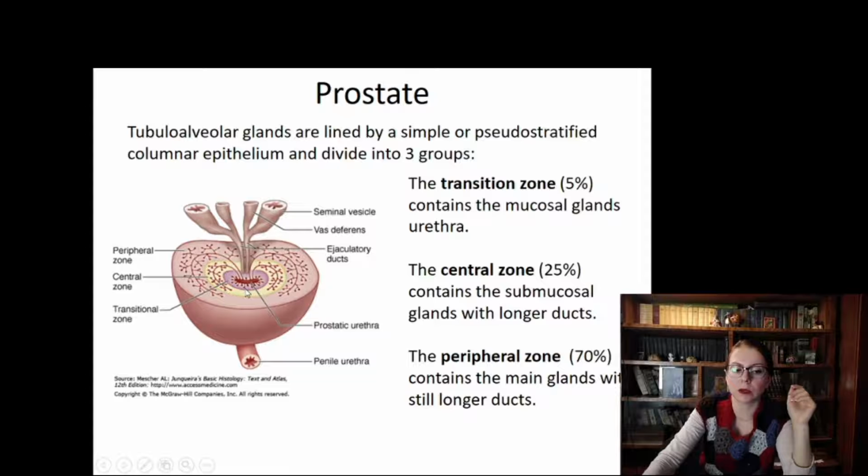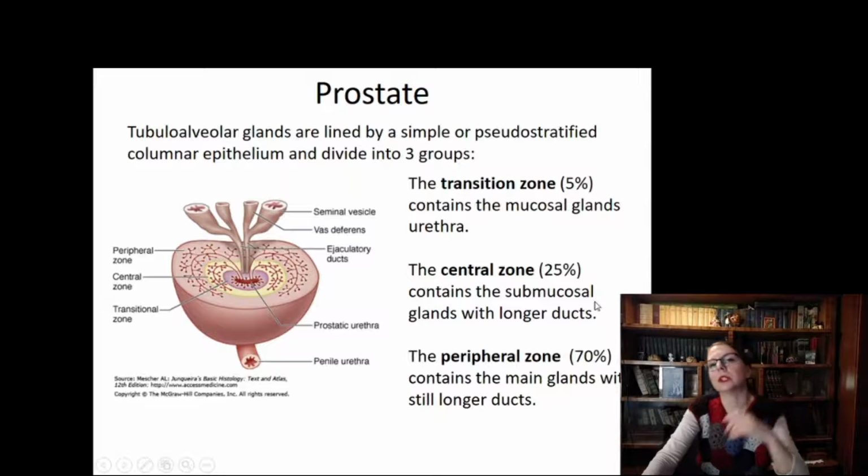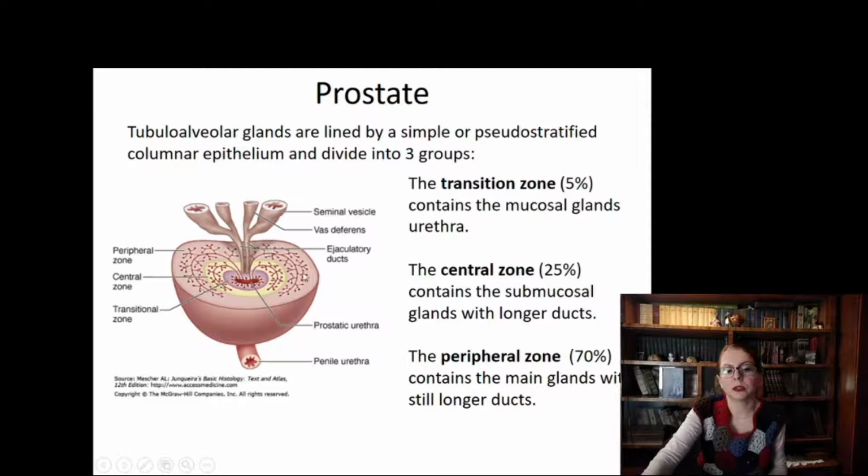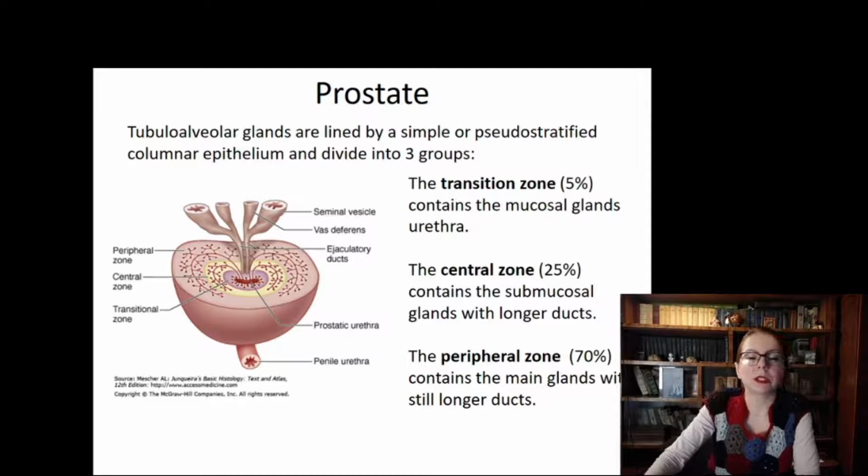and it represents only 5% of glands. These are the small glands located in the lamina propria of urethra. Then the central zone represents 25% of all the glands, and it is located in the submucosa of urethra. Here it is. And the largest, the peripheral zone, is located at the periphery, and it includes 70% of all the glands of the prostatic gland.